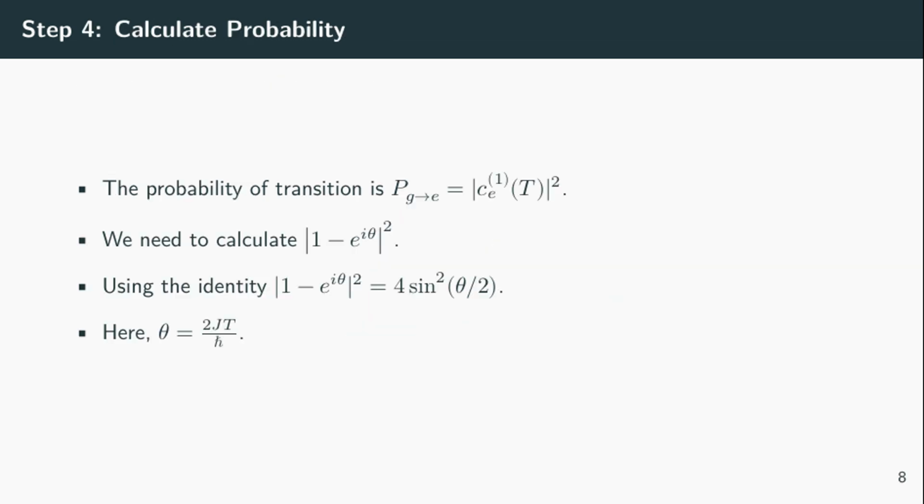The probability of transitioning from the ground state g to the excited state e is the square of the magnitude of the transition amplitude. P_g→e equals the magnitude of c_e^(1)(t) squared. We need to calculate the magnitude squared of the term 1 minus e to the power of iθ, where θ is 2Jt over ħ. There's a very useful identity for this. The magnitude squared of 1 minus e to the power of iθ is equal to 4 times sine squared of θ over 2. In our case, θ is 2Jt over ħ.